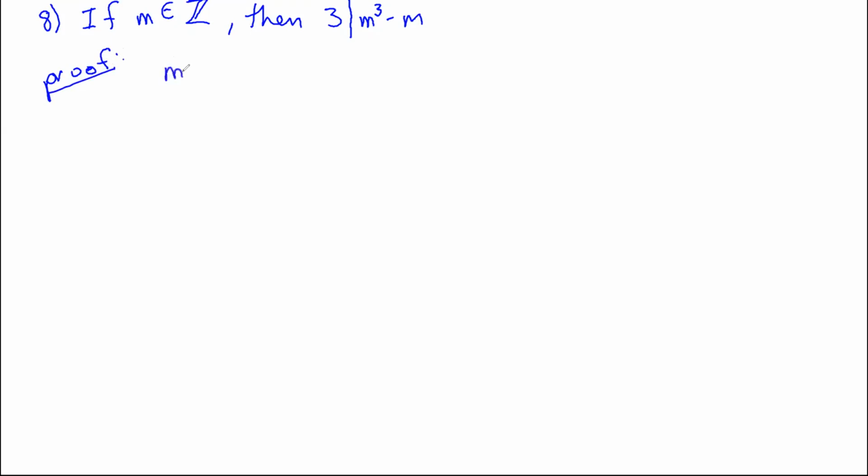Now, what I need to look at here is m cubed minus m. Well, the first thing I notice is that there's a greatest common factor.